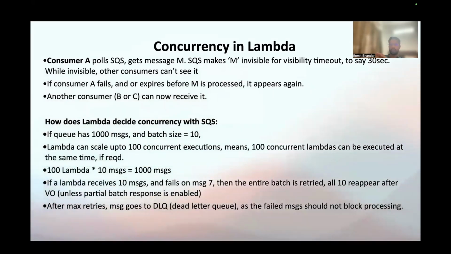Okay, so one more thing is if partial batch response is not enabled, and if a message in the batch of 10, let's say message 7 fails, then the entire batch is retried. Okay, so if you don't want to retry the entire batch, then you have to enable what is known as a partial batch response. Okay.